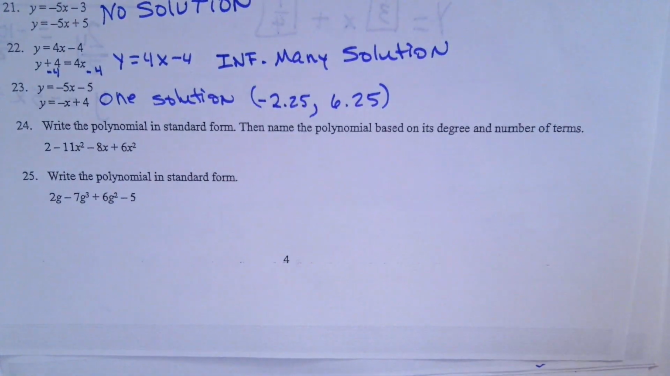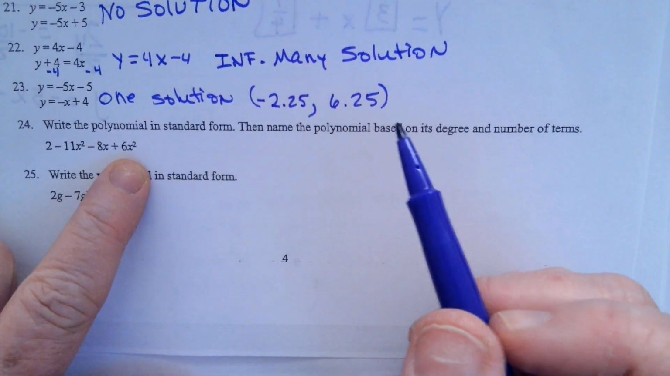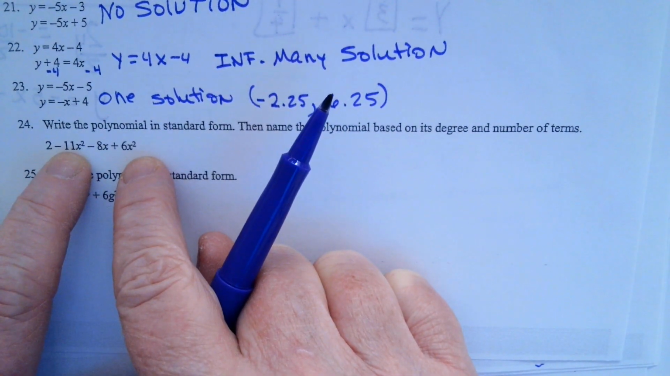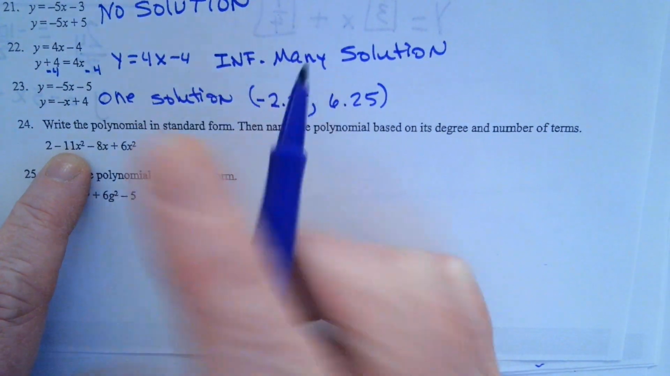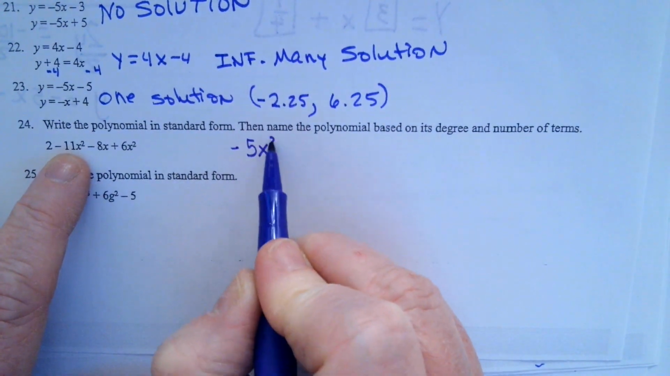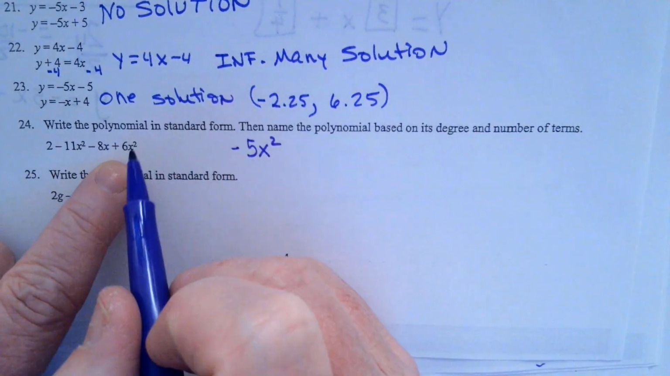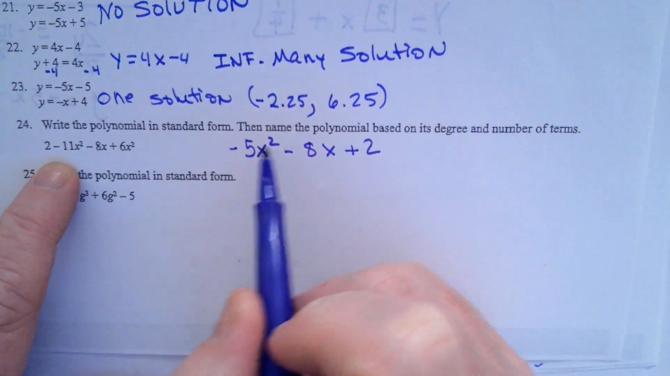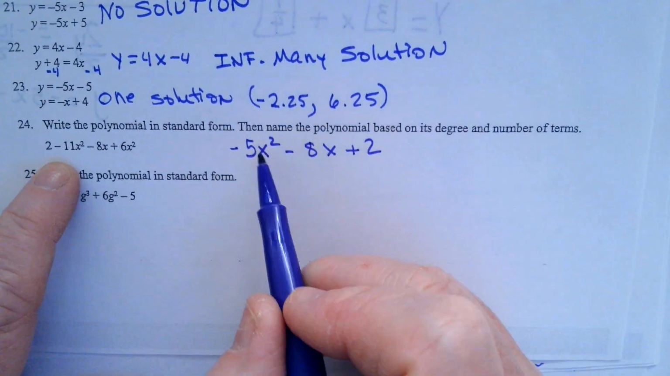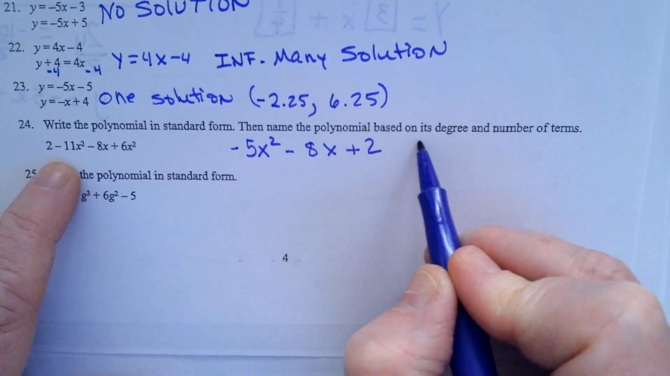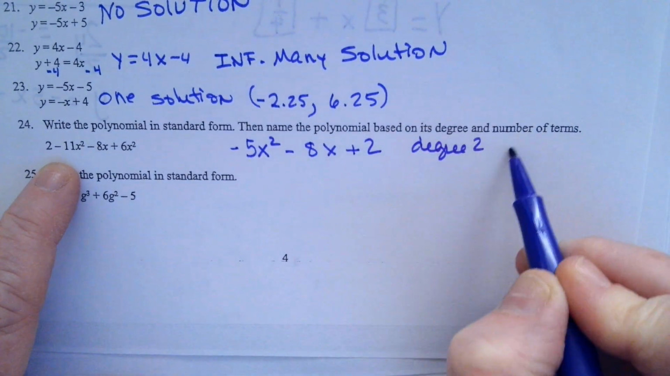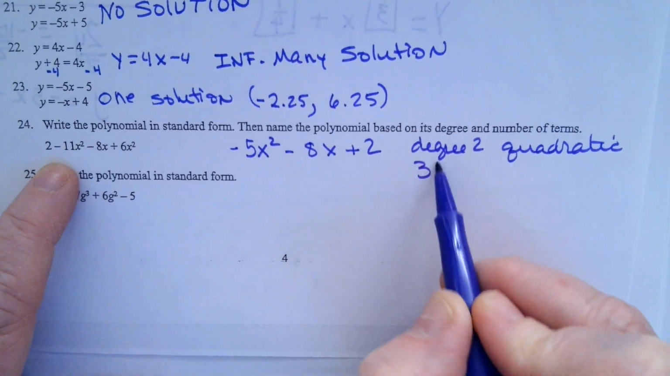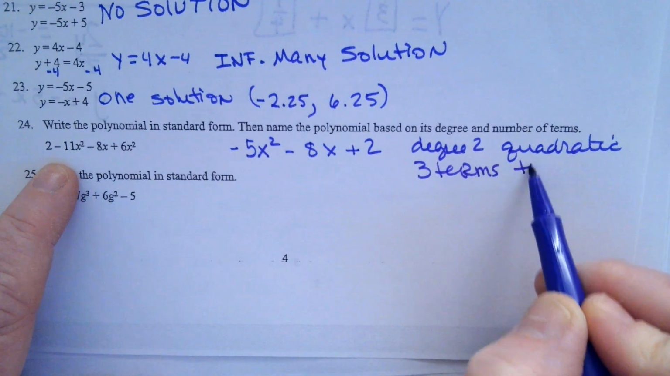24, write the polynomial in standard form. Standard form is going to start with the highest exponent and go to the lowest. I have two of these that have x squared. I'm going to combine those. Negative 11 plus 6 is going to give me negative 5x squared. Then I'm going to look for regular x's. I got negative 8x. And then my 2 at the end. So this polynomial is in standard form. It has degree 2. When it's degree 2, it's called quadratic. When it has 3 terms, it is a trinomial.